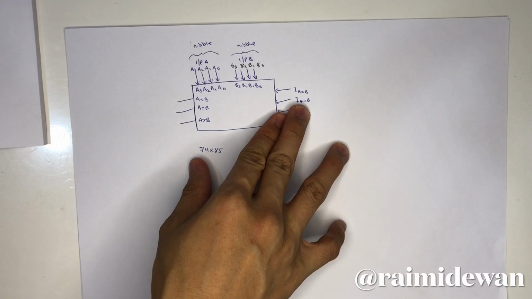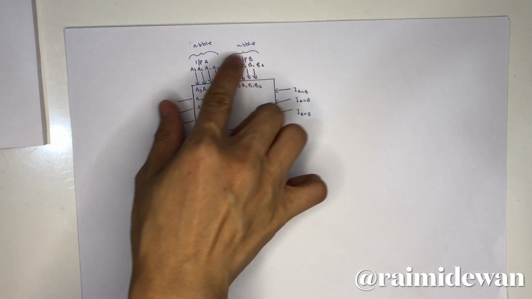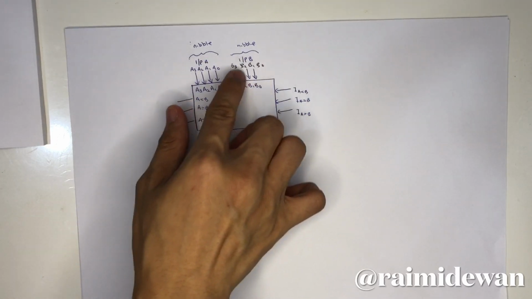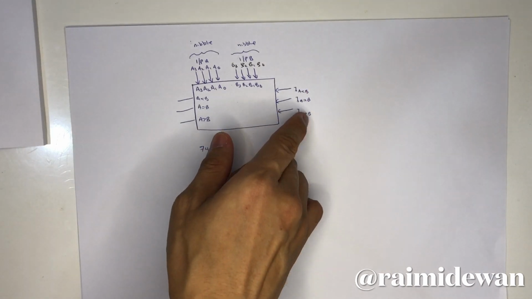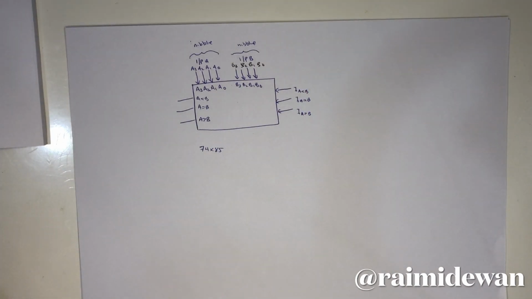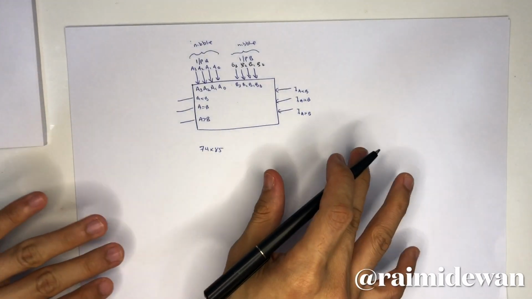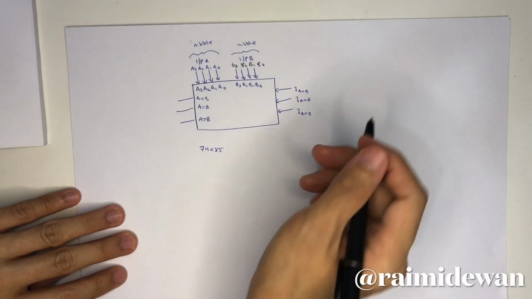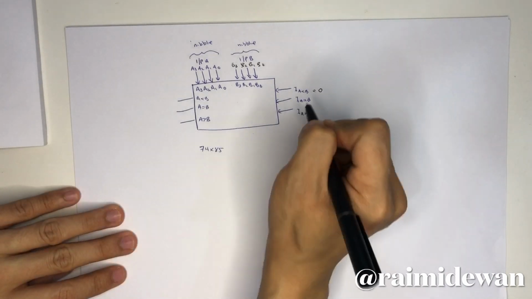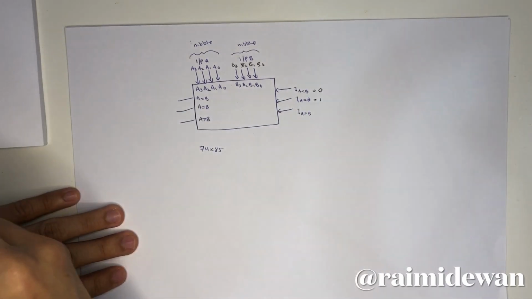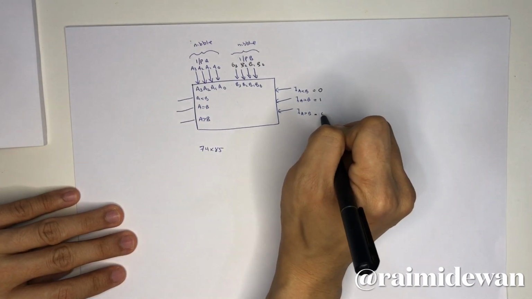In order for us to be able to compare these inputs, we must set the connection for these additional inputs to a certain state. This one must be set to 0, this one must be set to 1, and this one must be set to 0.